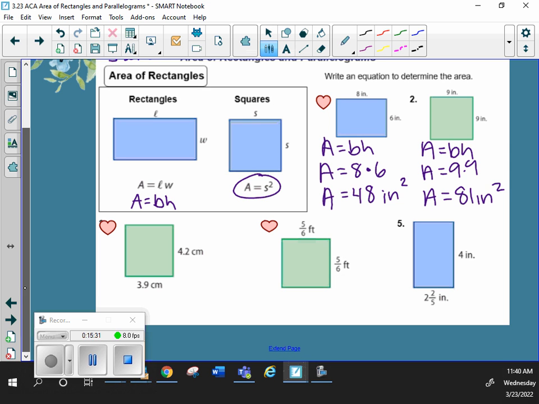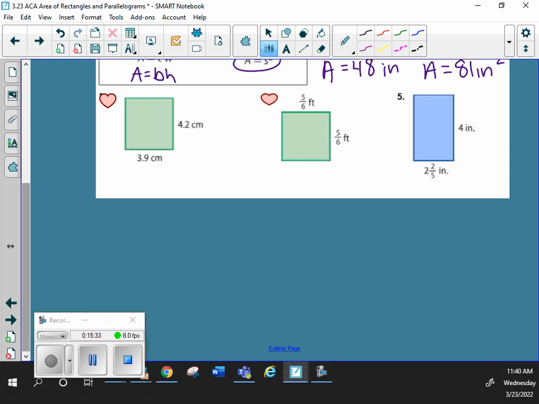Okay. So let me do another one with you on this one. What kind of shape is that, Jackson? What kind of shape is this one right here? I disagree. What kind of shape is that? It's a rectangle. Kenzie, why do you say it's a rectangle? Because the sides aren't equal.